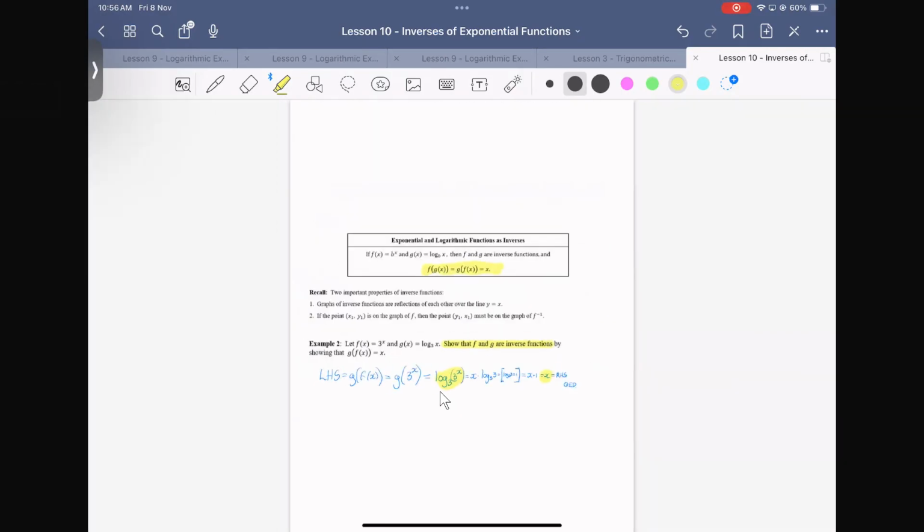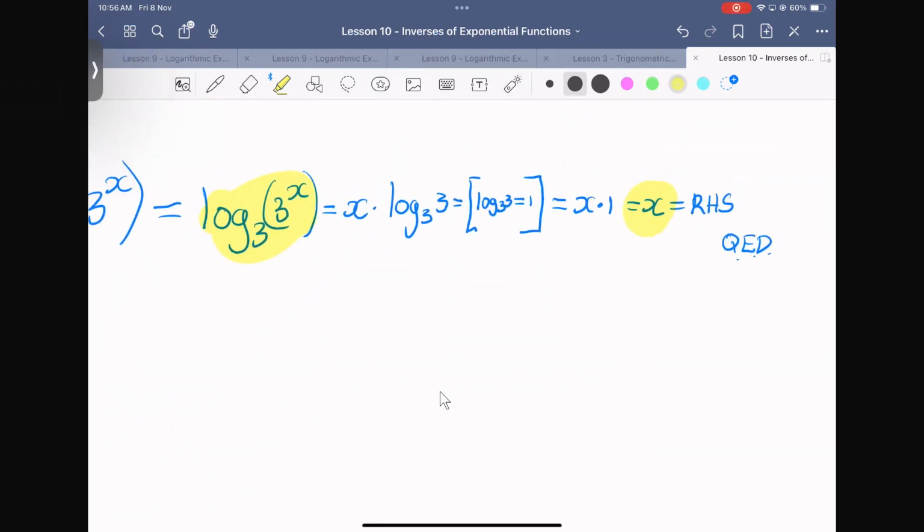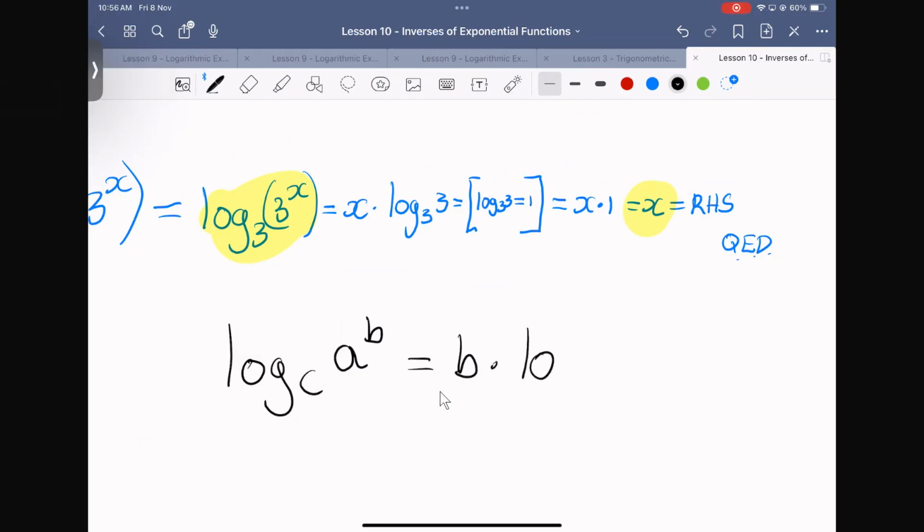How are we able to move the x? Well, we're using the rule. It's one of the laws of logarithms. Log base c of a to the b is equal to b times log base c of a. It's one of the laws of logarithms.